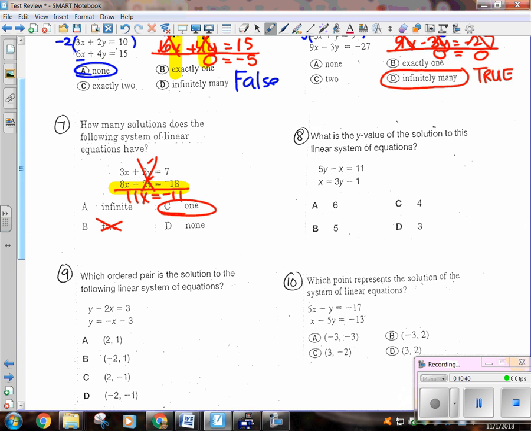Okay, so remember, I did not get any zeros. So I know it's not going to be no solution, and I know it's not going to be infinitely many solutions. This time I got an x and a number. I know I'm going to get an answer. This one's a little tricky.